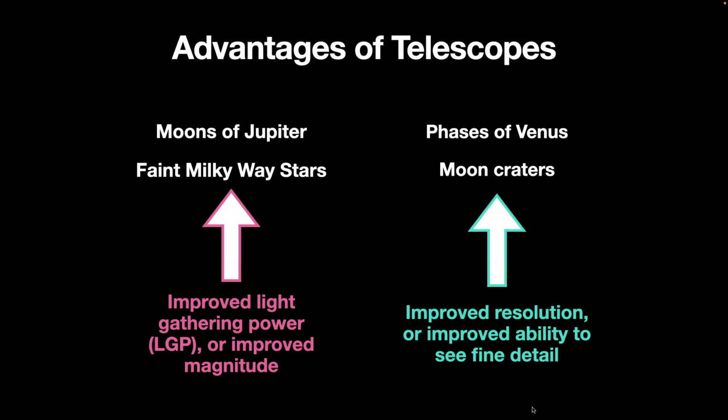The second is improved resolution, or improved ability to see fine detail. This is illustrated in Galileo's documentation of the phases of Venus and the craters of the moon. So we can see the moon and Venus without a telescope, but we couldn't see the details that Galileo did with his telescope.